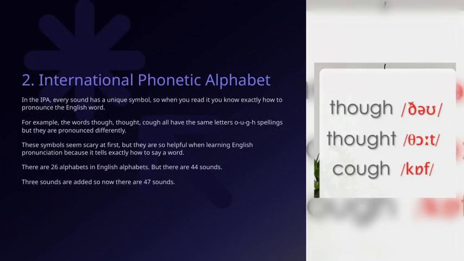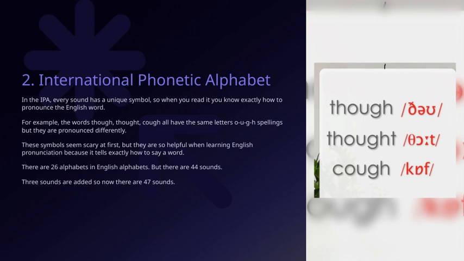Let's talk about the International Phonetic Alphabet, or IPA. In the IPA, every sound in English has its own unique symbol. This means that when you see a symbol, you know exactly how to pronounce the word. For example, words like though, thought, and cough all use different sounds. Even though they share the same letter combination OUGH, the IPA helps clarify these differences, making pronunciation much easier to understand. At first, these symbols might seem a little intimidating or scary, but they are incredibly helpful when learning English pronunciation. They tell you precisely how to say each word, removing confusion.